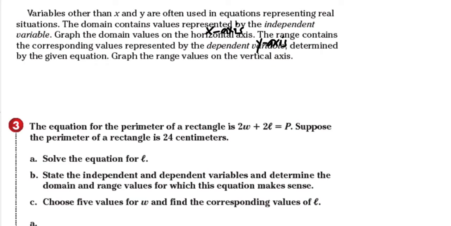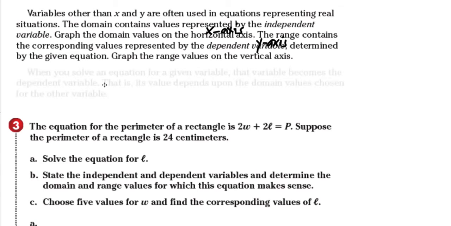And if you notice, when you're talking about a problem with time in it, time will always be your independent variable because time will not depend on anything. Everything will depend on time, on the other hand, so time will always be independent.